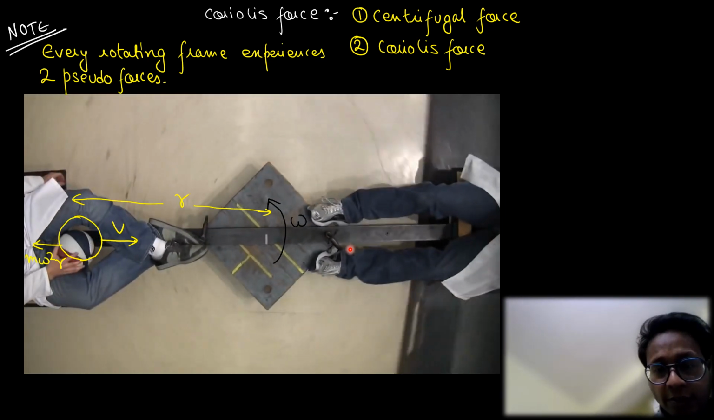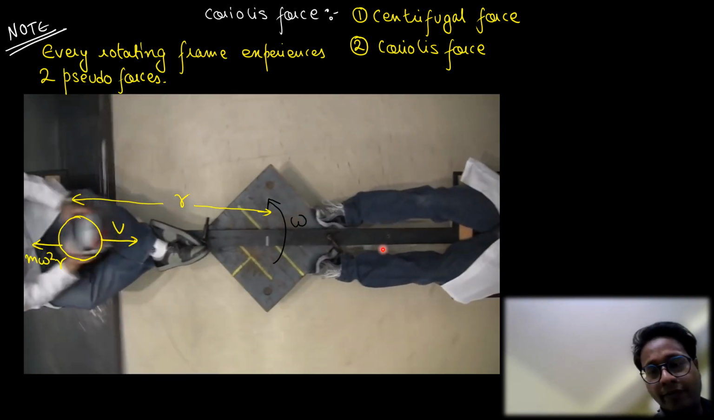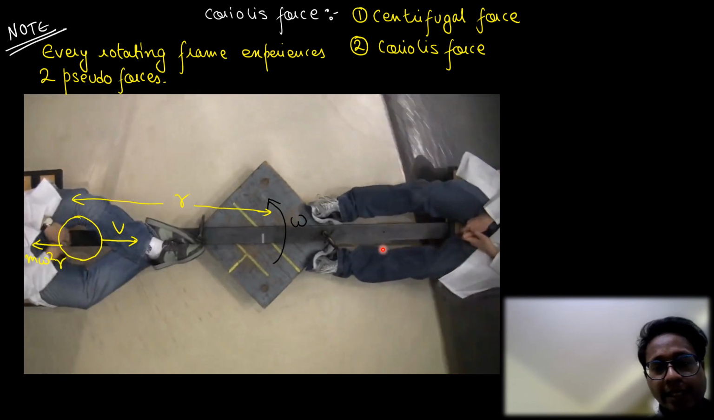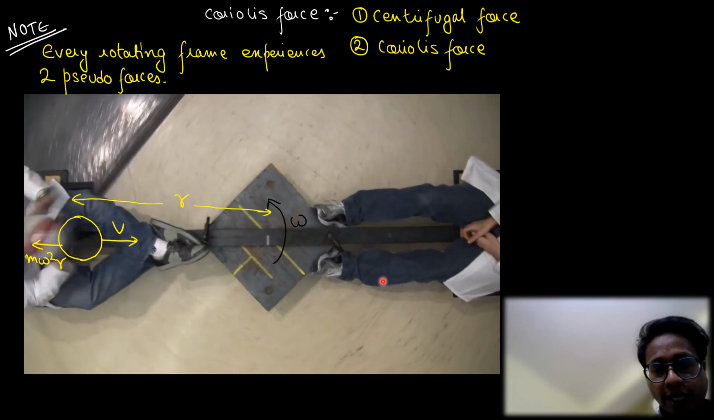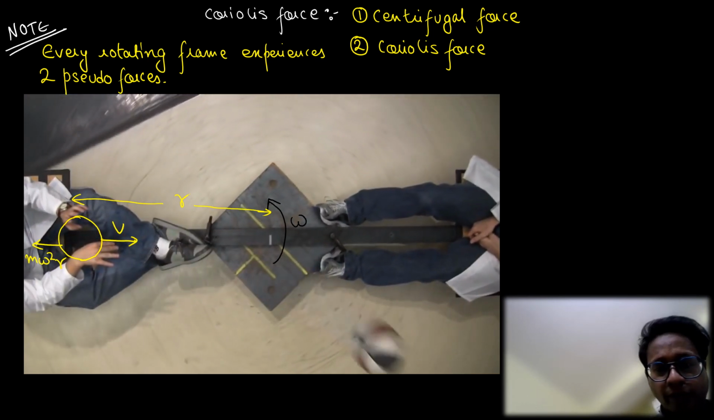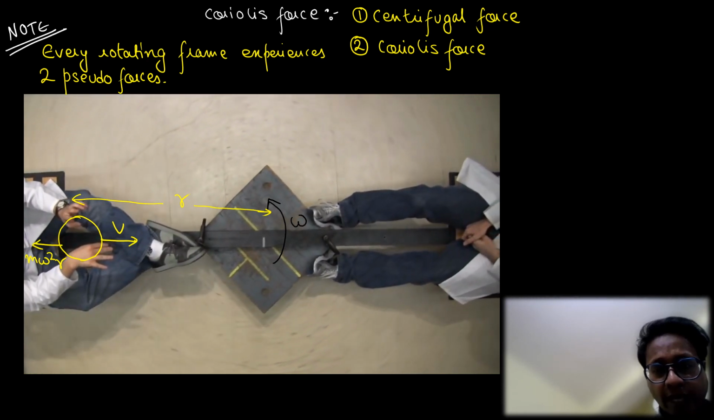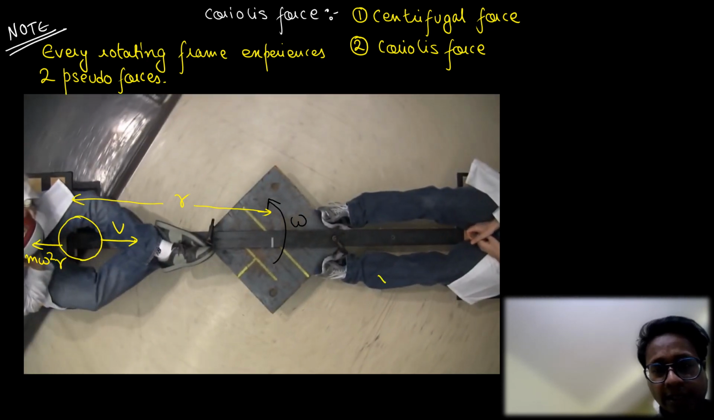What is causing this ball to deviate? See, can I say the initial component of velocity along this direction is equal to 0? So therefore there is some acceleration in this direction.